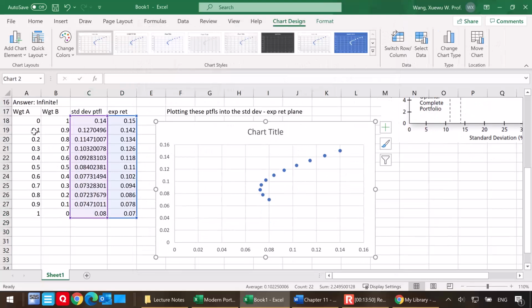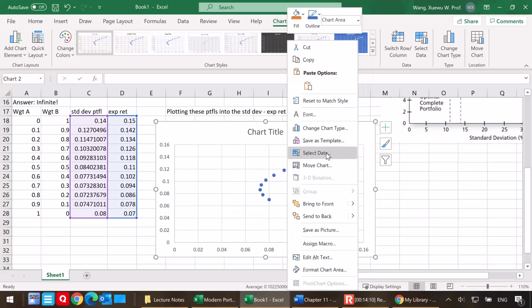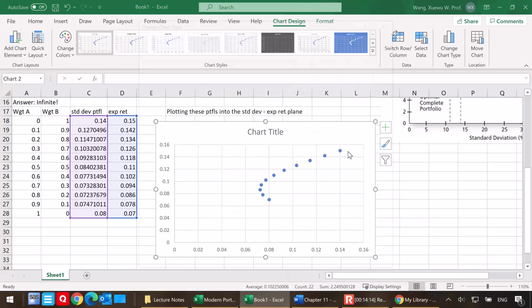So how many portfolios have we constructed? Well, we constructed 11 portfolios from row 18 to row 28. That's 11 portfolios, and you have 11 dots here. And some of you will say, can I connect all these dots? The answer is, of course. What you can do is click on the chart area, bring back selected data, and change chart type.